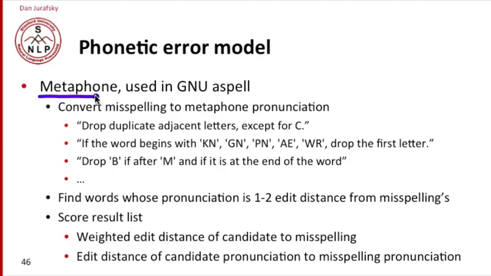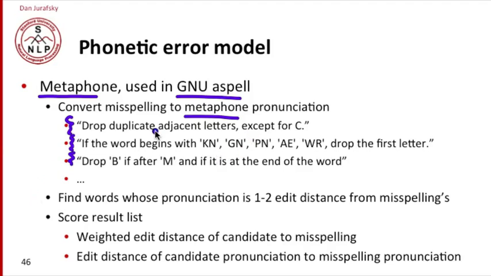So the Metaphone system, which is used in GNU ASpell, instead of just asking for candidates that have a similar spelling, asks for candidates that have a similar pronunciation. And that's done by first converting the misspelling to a pronunciation, and the Metaphone is a simplified pronunciation system, a set of rules that convert a word into something approximating a pronunciation. And here's a kind of rules that get used. Drop duplicate adjacent letters except for C. If the word begins with KN or GN, drop that first letter. Drop B if it's after an M, and if it's at the end of the word, and so on. So these are dropping various silent letters.